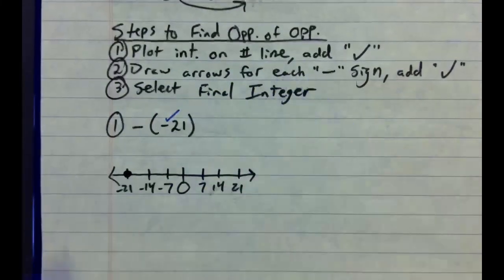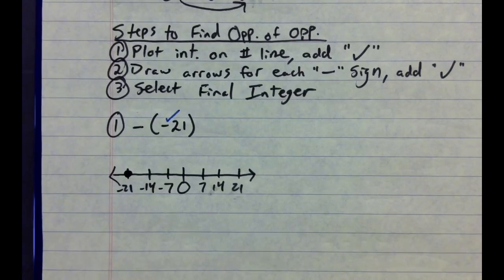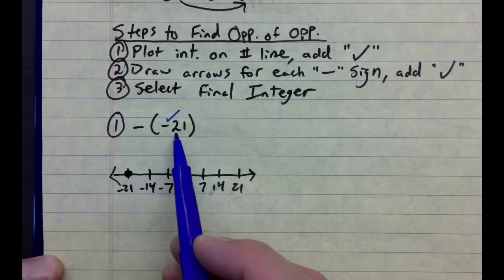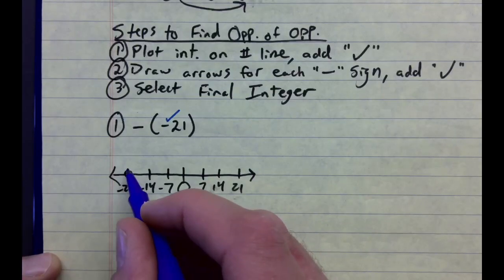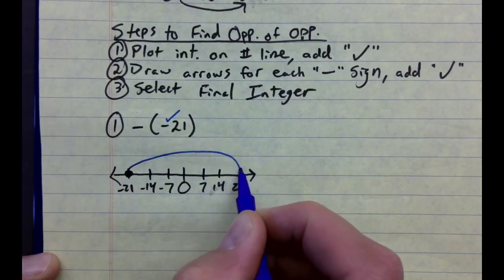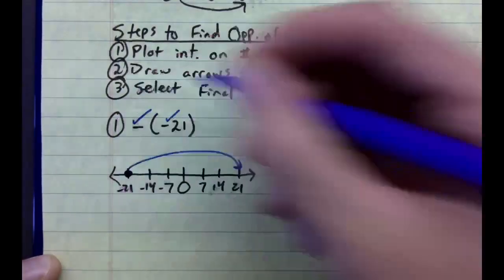Secondly is draw arrows for each negative sign. So here's a negative out in front of our already plotted integer. So we just go to the opposite of 21, which is a positive 21, and put a check.